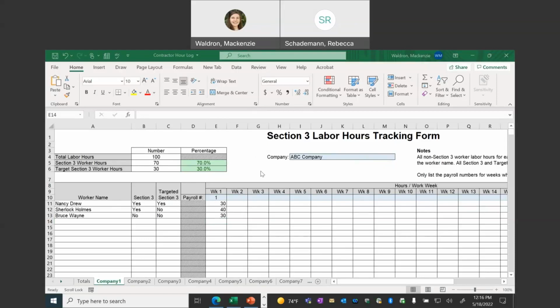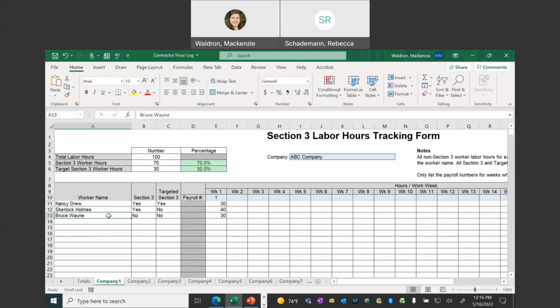One option too that we want to just raise for you guys, we only had 3 employees working on this project here, but there could be an opportunity where there were several other millionaires working on the project besides Bruce Wayne. And because they aren't qualifying themselves as Section 3 workers or targeted Section 3 workers, it is permissible to aggregate all of those hours together.